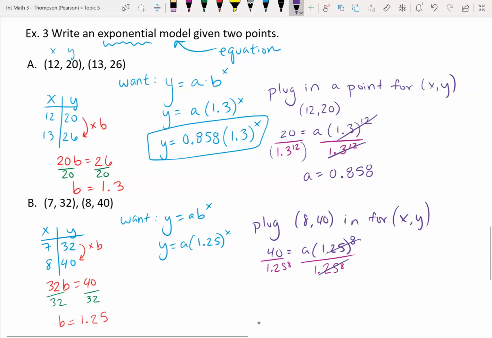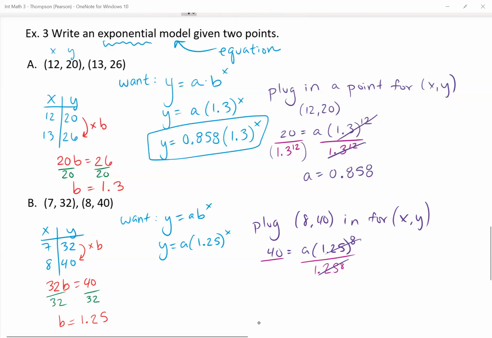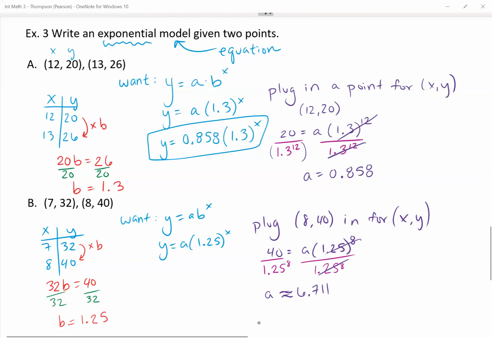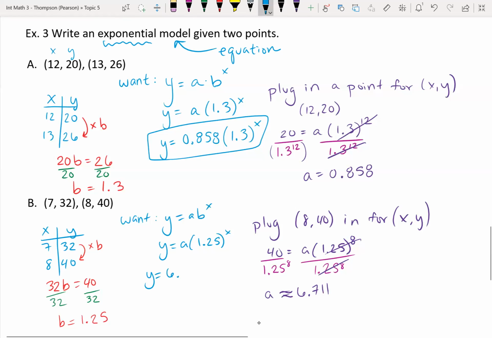And then I plug that in my calculator. Oh, that's not very clear. Let me rewrite that. That is 1.25 to the power of 8. So I do 40 divided by parentheses 1.25 to the power of 8, and I get about 6.711. So I'm going to plug that in for a in my final answer. And I have an exponential equation again.